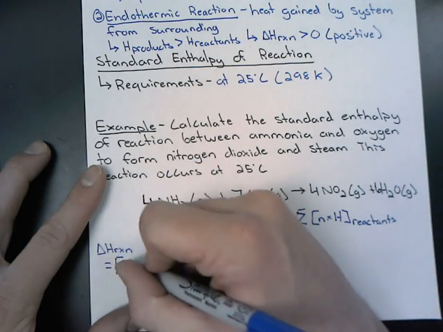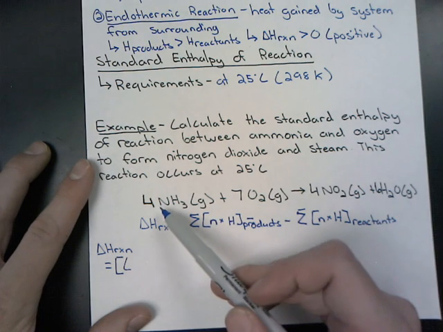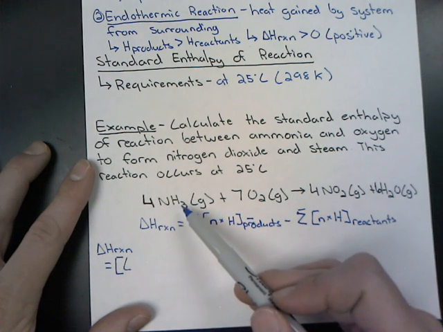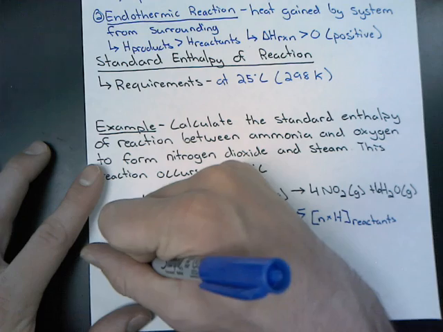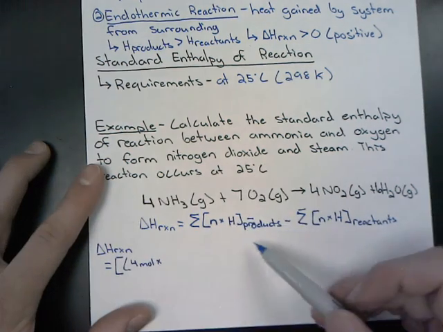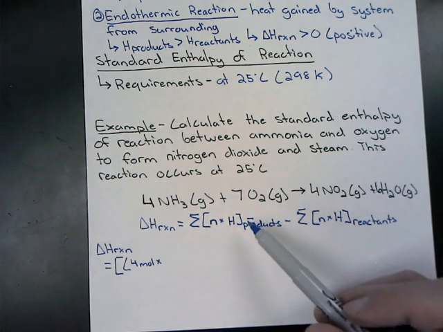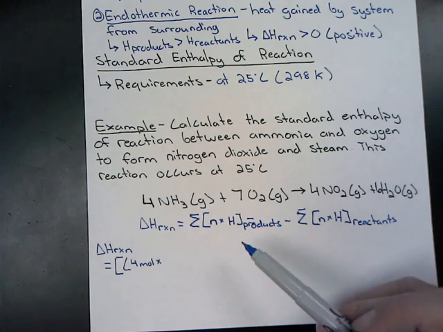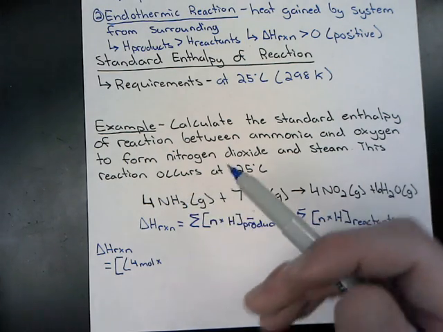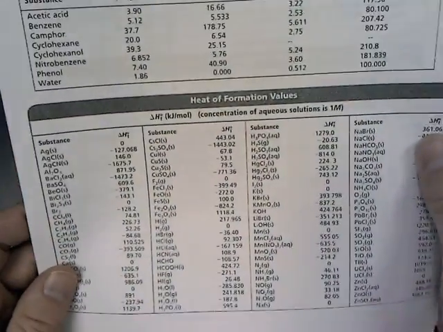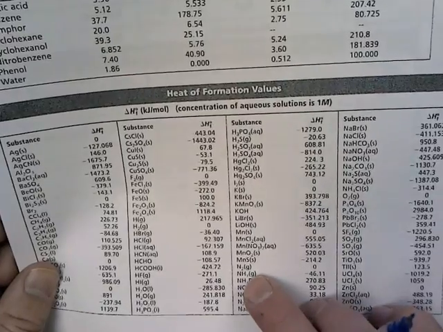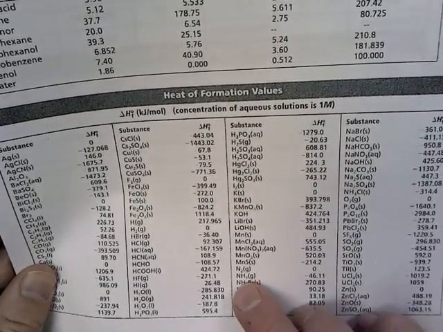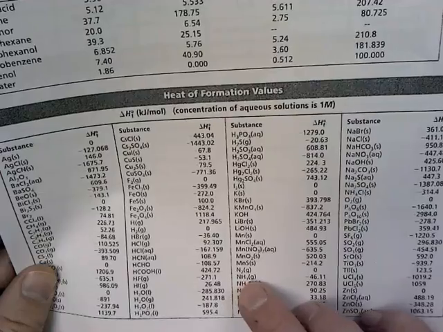We need to first take the number of moles, which is equivalent to the coefficient in front of whatever substance. So in this case, we are going to take 4 moles times the standard enthalpy of reaction for NH3. So what we do here, we find NH3, and there's a lot of substances on here. I know you can't see it very well, but right here where my finger is, we have NH3.